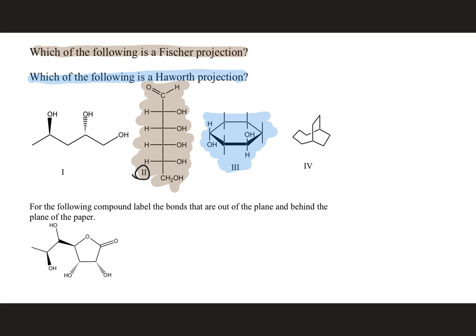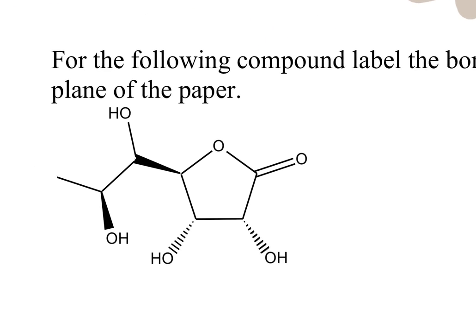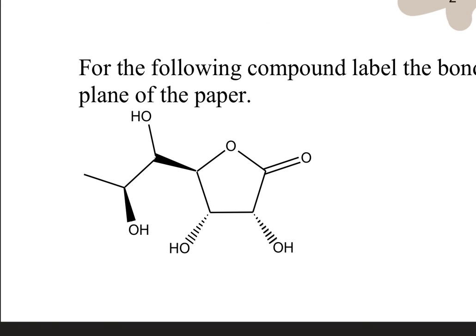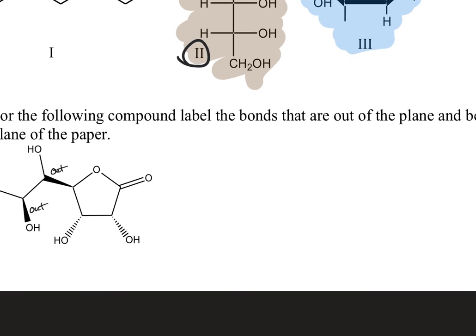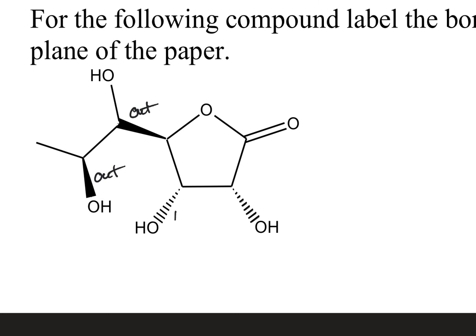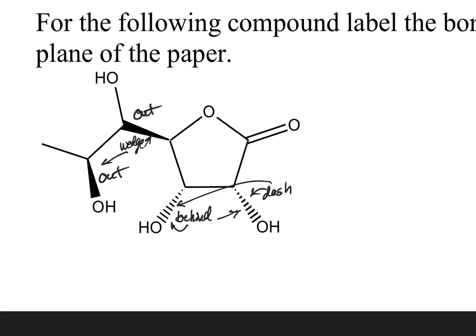For the following compound, label the bonds that are out of the plane and behind the plane of the paper. These are out. Those are wedge bonds. And the other one said behind. Wedge bonds mean in front of the screen or paper, and then dash bonds represent behind. And that is it for this assignment or this worksheet.